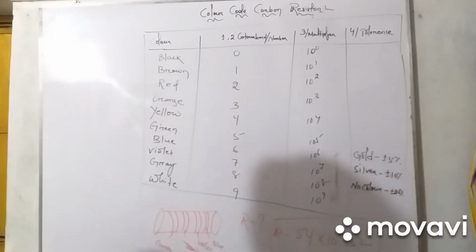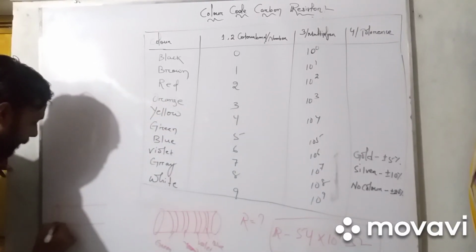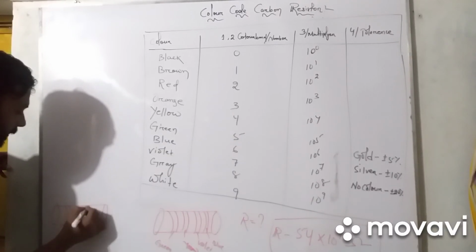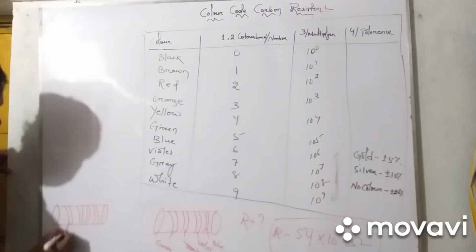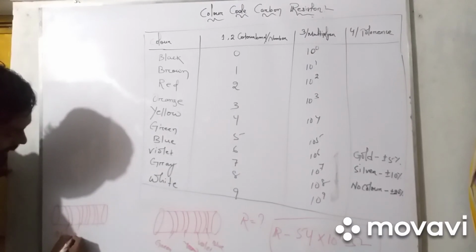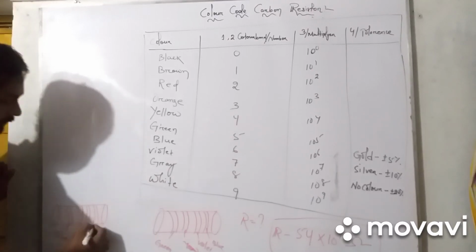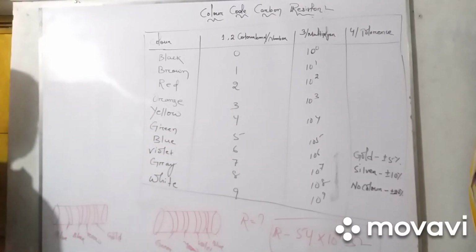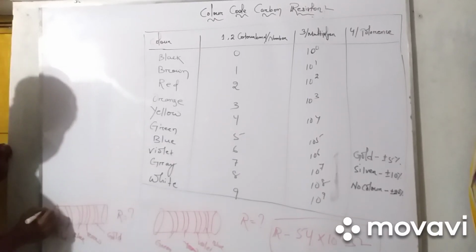Okay, second thing, suppose we have another color code carbon like that. This is 1, 2, 3, 4. And this is also another color code carbon: blue, black, yellow, silver, gold. What is the value of resistance of that color code carbon?